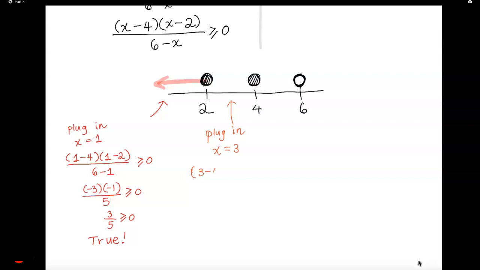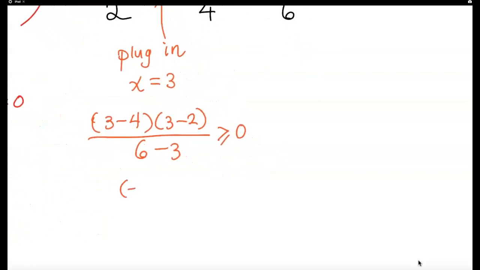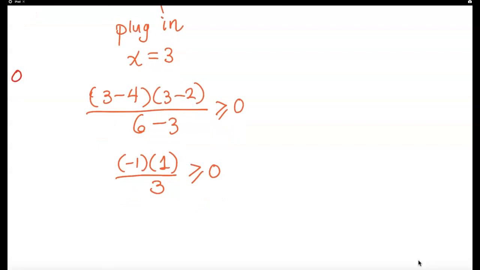3 minus 4 times 3 minus 2 over 6 minus 3 is greater than or equal to 0. This is what we are trying to test. So let me see if this is true, you guys. It is -1 times +1 divided by 3 is greater than or equal to 0. But if I simplify the left side, that is -1/3 is greater than or equal to 0.